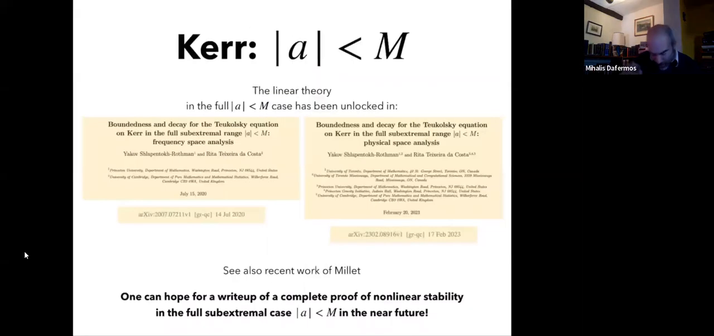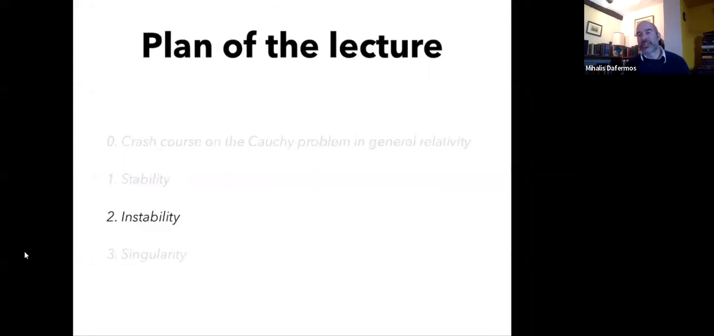So, in view of these works, these particular works of Schlapentokh-Rothman and Teixeira da Costa, one could hope that a complete proof of nonlinear stability of the Kerr family in the full sub-extremal case will be available in the near future. So this gives you a taste of the simplest dynamical problem you might want to study in general relativity, namely the problem of stability. But of course, it's even more exciting if you can show instability results about spacetimes. So the next thing I want to talk about is instability.